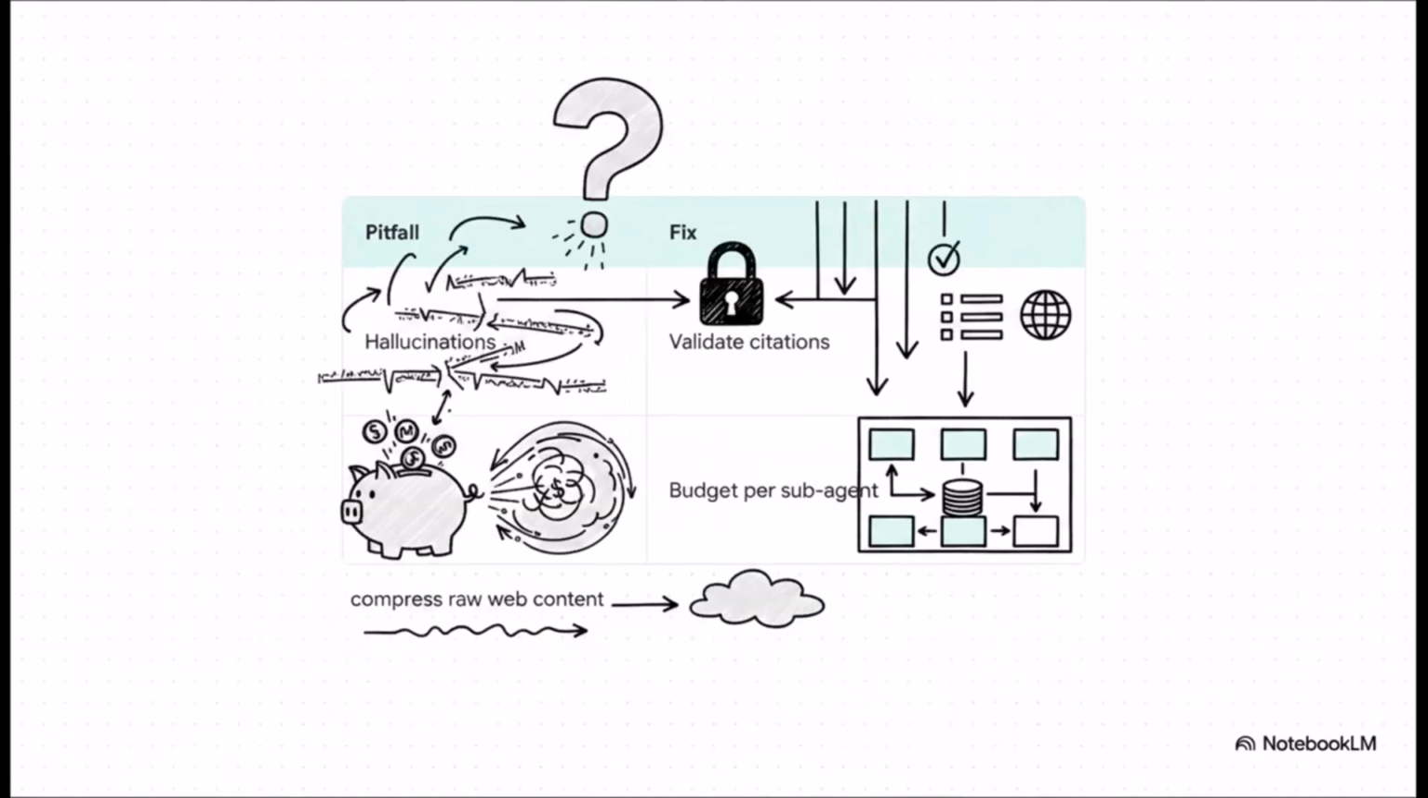And then we have the dreaded citation hallucination. The agent just totally makes up a fake URL. The fix here is to pass a strict numbered source list to the report writer and programmatically validate those links after generation. Finally, if you're getting hit with a token cost explosion, budget per sub-agent and drastically compress the raw web content before feeding it back into the loop.